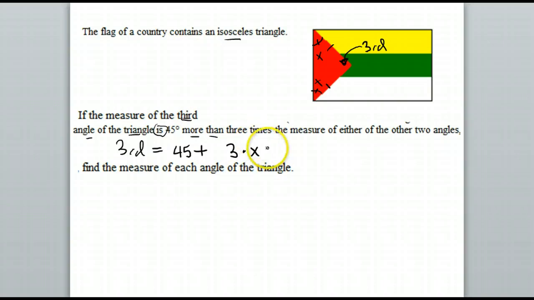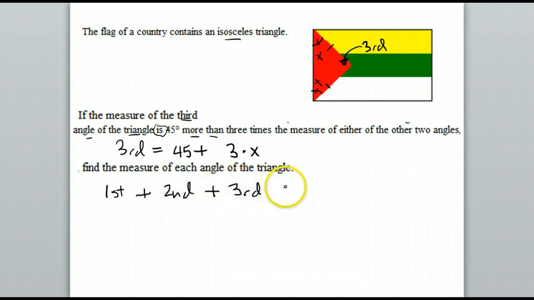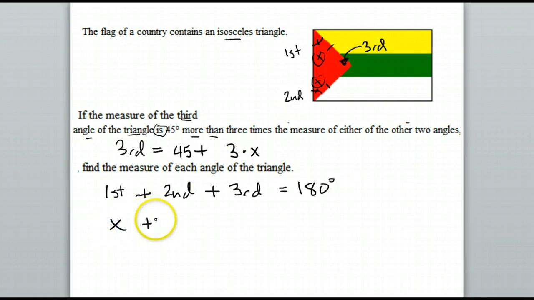Okay, now what you have to understand, they tell you this in the problem in parentheses, is that the first, the second, and the third angles add up to 180 degrees. Alright, well the first and second are both x. This is our first, our second. These are both x. So that's an x plus an x plus the third, which is what we just found out right here, is 45 plus 3x.